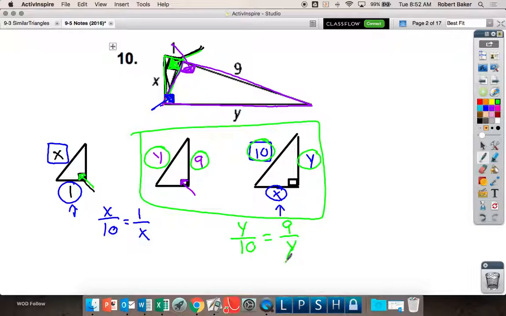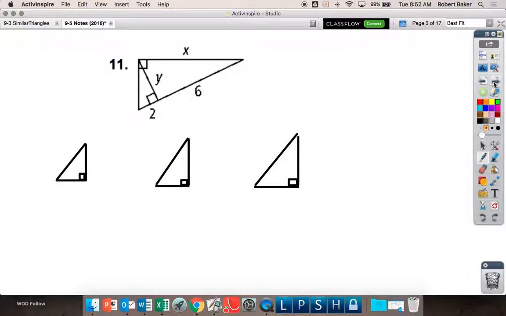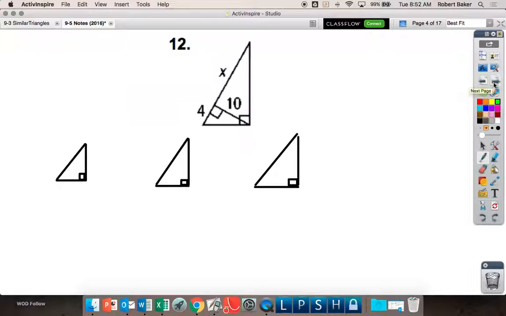Number 12. All right, here we go. There are only 3 numbers here. Let's start with the small triangle. What do we have for the small triangle? That's this triangle right here. The short leg is 4, and the long leg is 10. There is no hypotenuse. Okay with that?